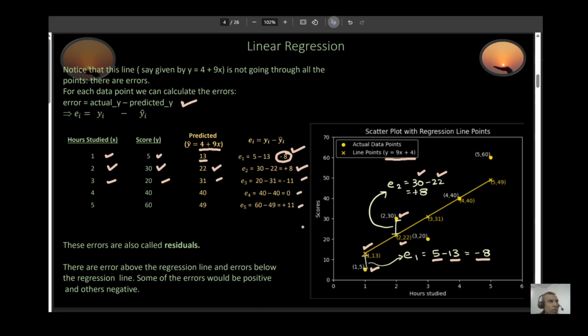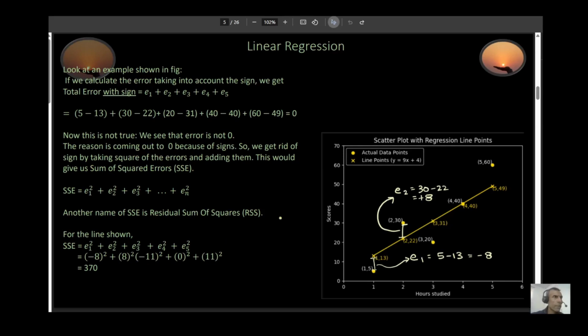Now, another name for these errors is residuals. In the machine learning literature, you will also find this term. Now, there are errors above the line, and then there are errors below the line. In this case, this error is below, this error is above. In this particular instance, this error is below. Well, this is exact. There is no error for this point. It's pretty good. We're going through that point. This one, there is an error above. So, in other words, there will be some errors that are positive and some errors that are negative.